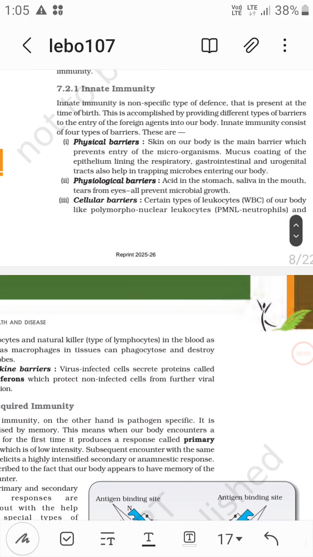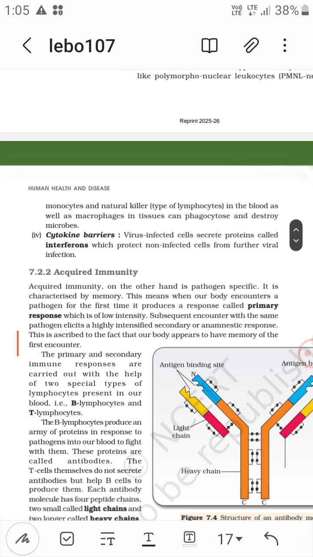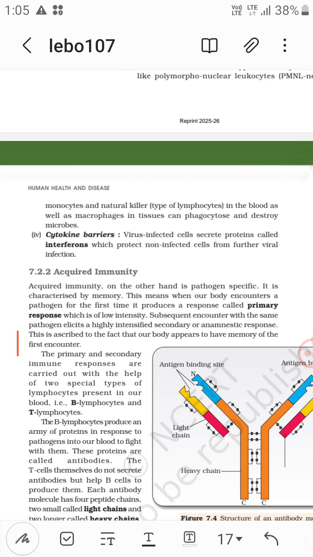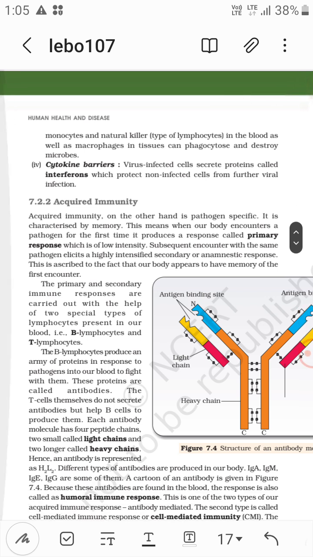So the third one was the cellular barrier. Now, cytokine barrier. Virus infected cells secrete proteins called interferons, which protect non-infected cells from further viral infections. Okay, now the acquired immunity.